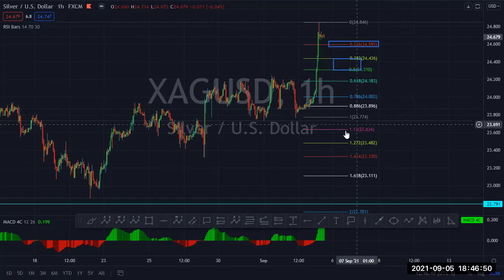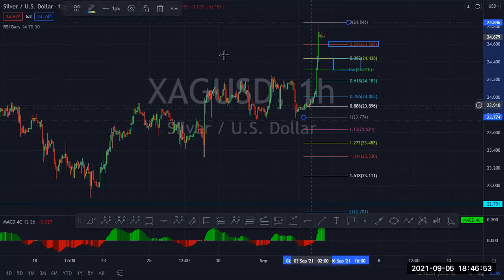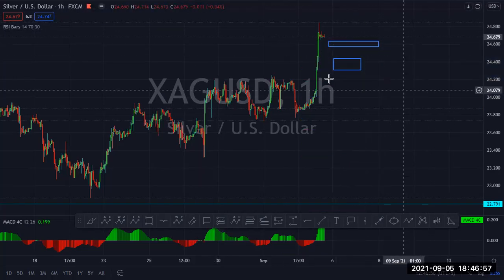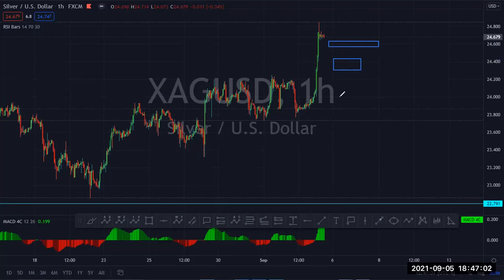Why am I saying this? It's simple. This is possible, but this is what I'm looking at. It will be easier for me to buy from here than buy from here, because if we buy from here, it will just come back to this level. So this is what I'm looking at. That's all I have to tell you about silver and gold.